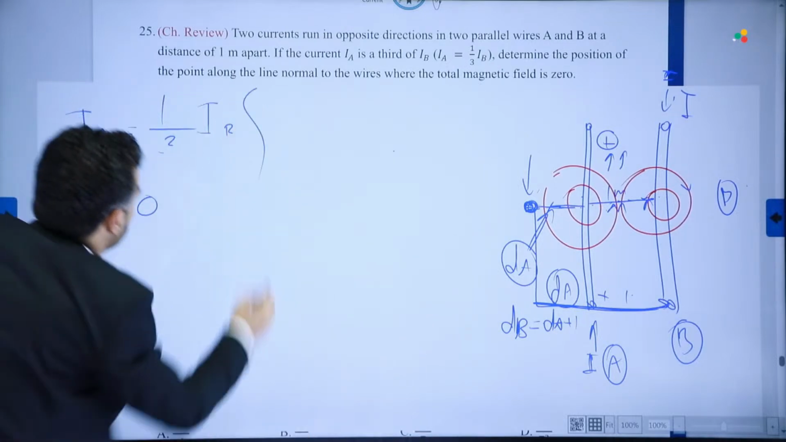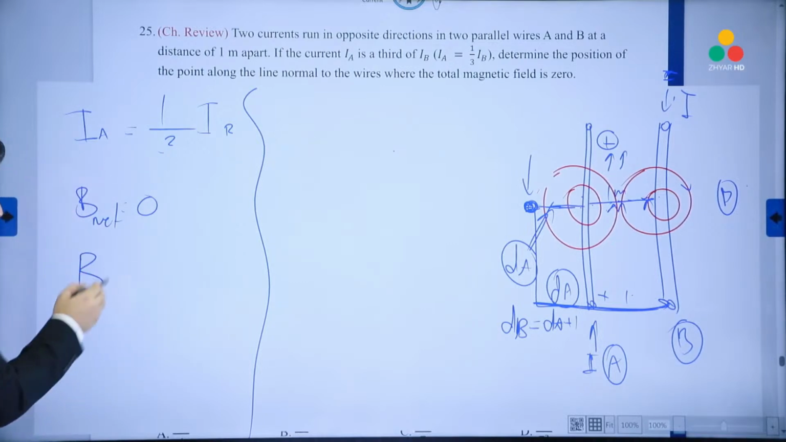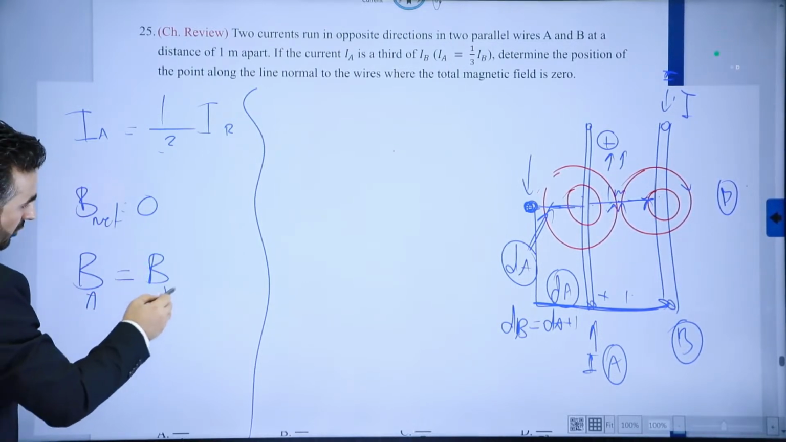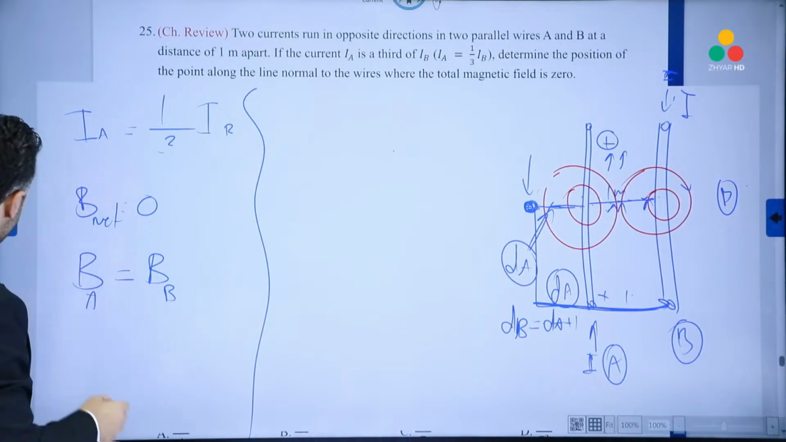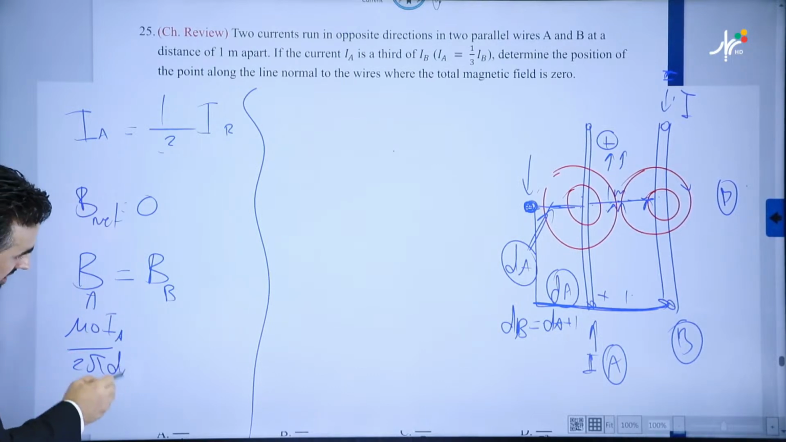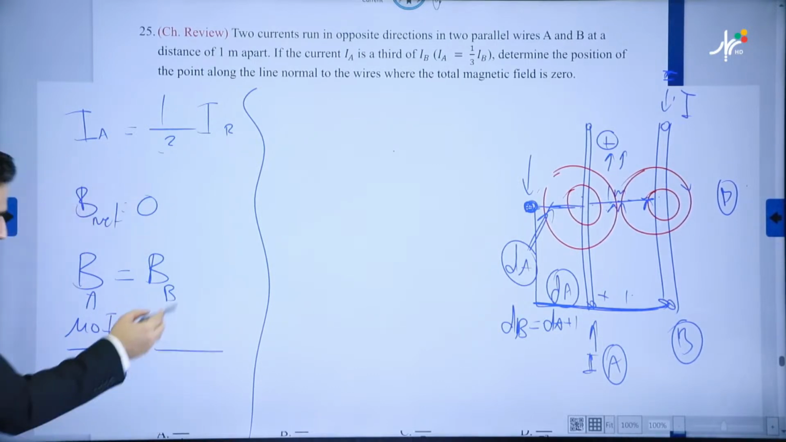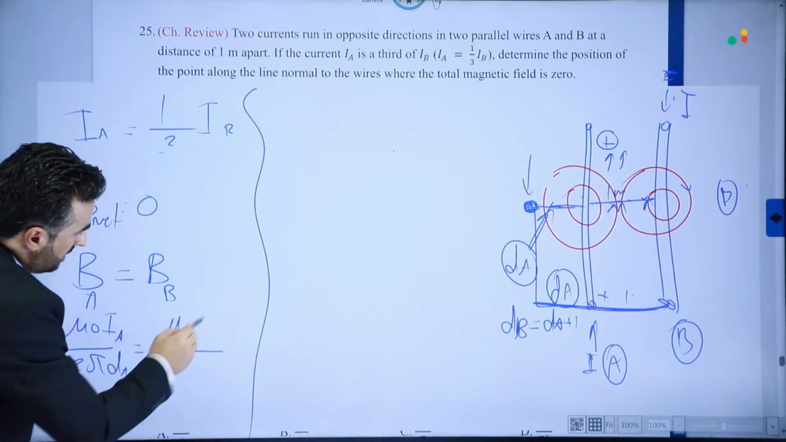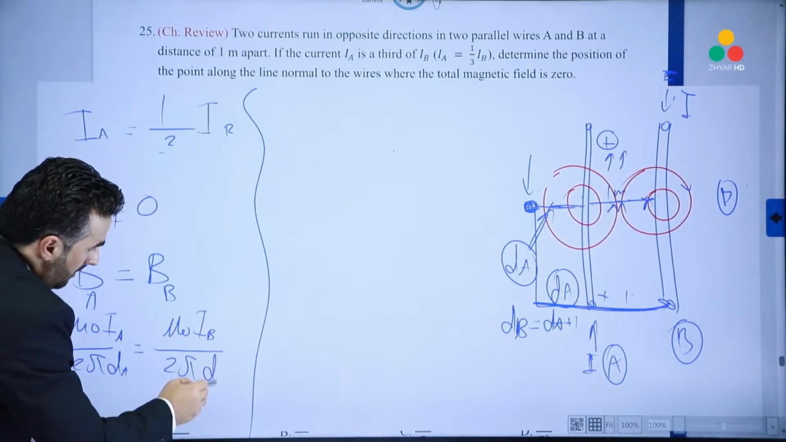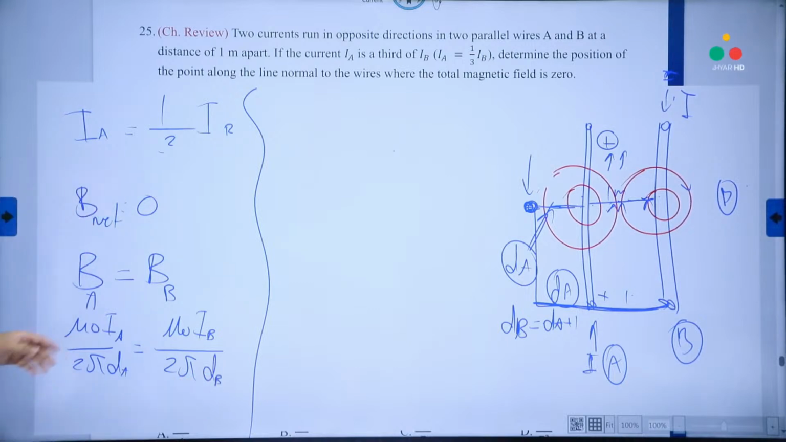If B net is 0, what does it mean? That means the magnetic field strength for A must be equal to the magnetic field strength for B here. But we have wires, yeah? So in this case, what is the magnetic field for wire A? Of course, we'll say mu naught I for wire A over 2 pi dA. And then for B here, of course, we have mu naught I for B, and then divided by 2 pi dB here.